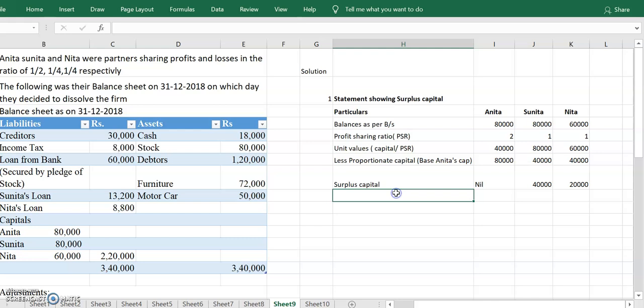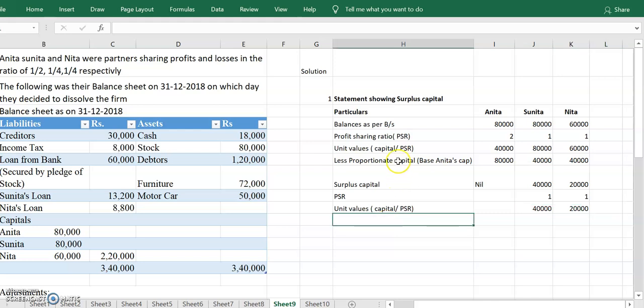If there is more than one partner remaining, you should continue with the same procedure from the above section, that is the profit sharing ratio. Put your profit sharing ratio for the remaining partners, that is 1:1, because there are two partners, Sunita and Nita. Then start again calculating unit values. The formula is the same, capital divided by PSR. 40,000 divided by 1 is 40,000. And 20,000 divided by 1 is again 20,000 for Nita.